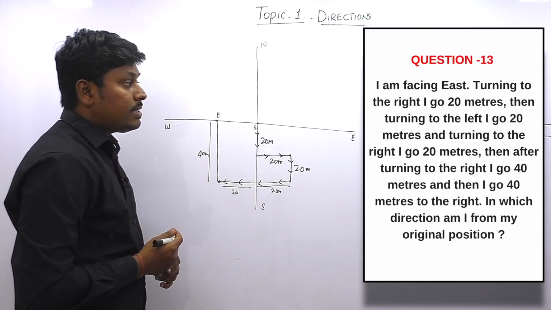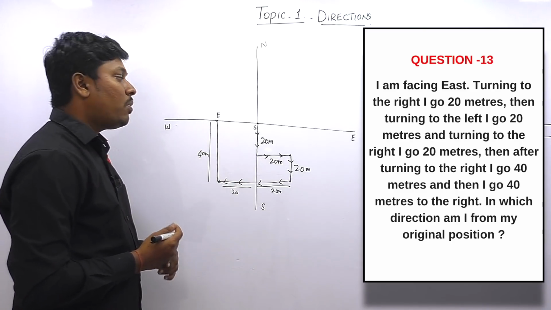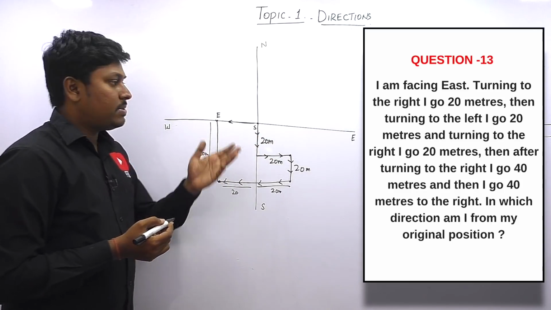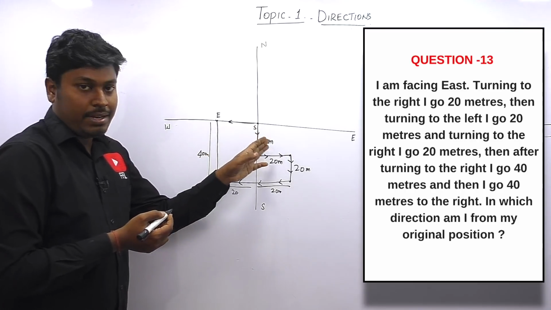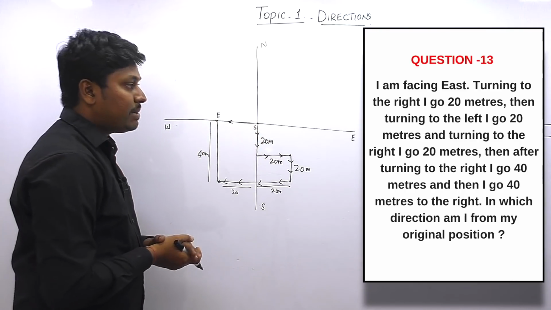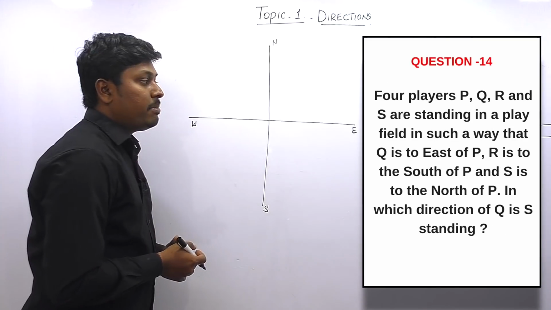And what the question says: in which direction am I from the original position? From the original position, we are in the direction of west. So what the question says, from the starting point, the ending point is in the direction of west. So the answer for question number 13 is west. Question number 14.